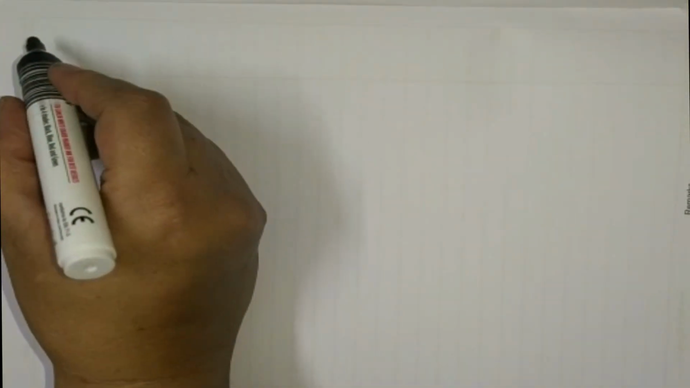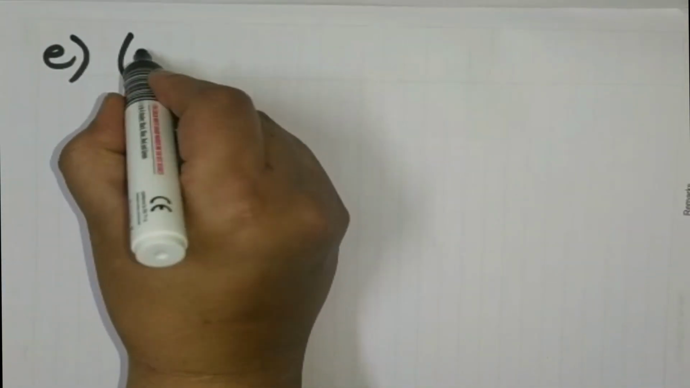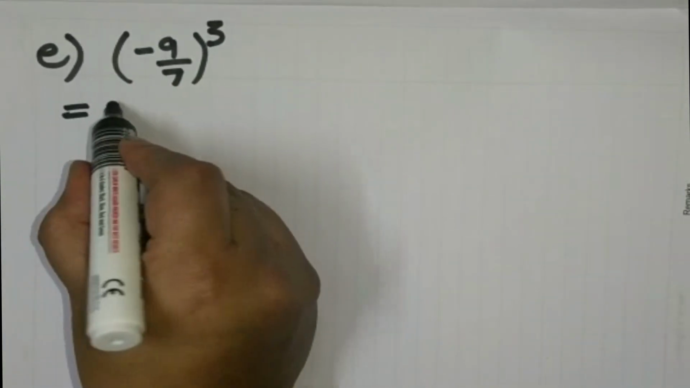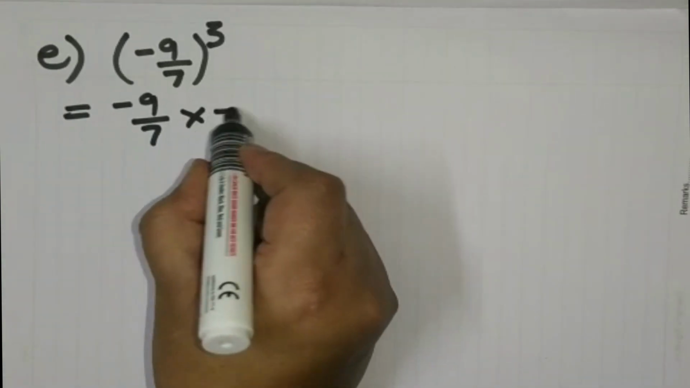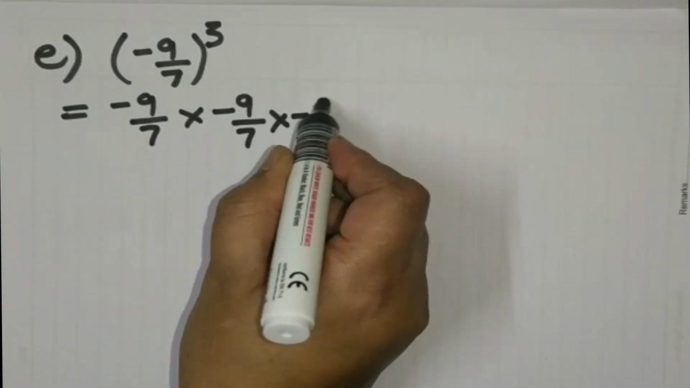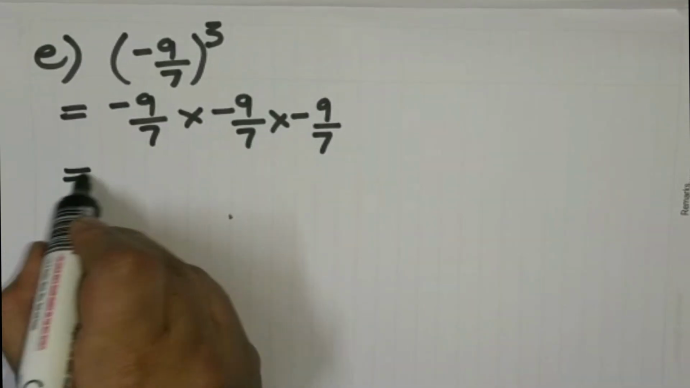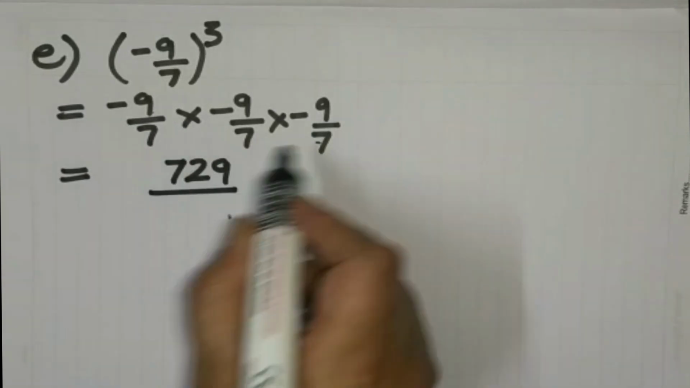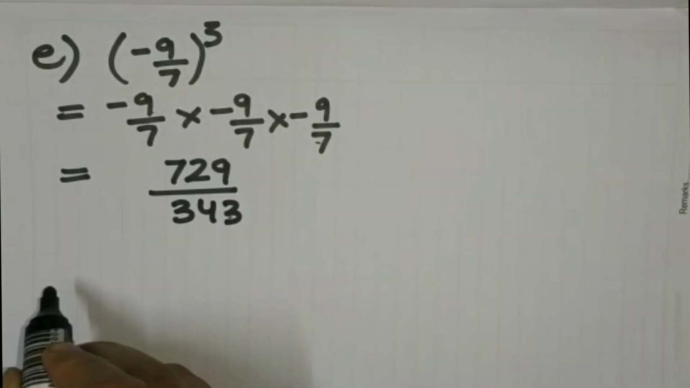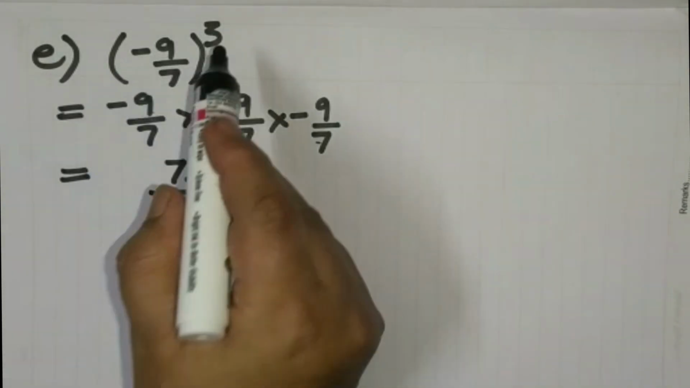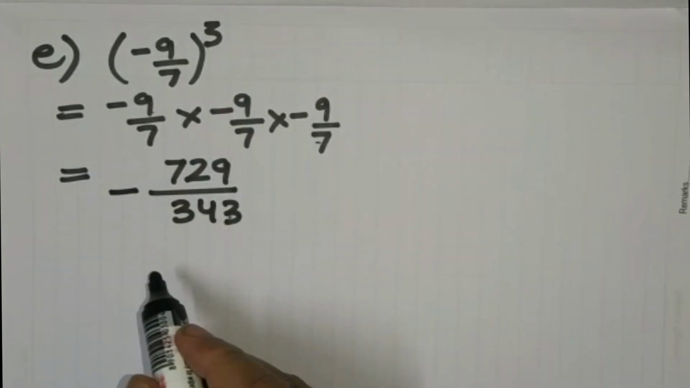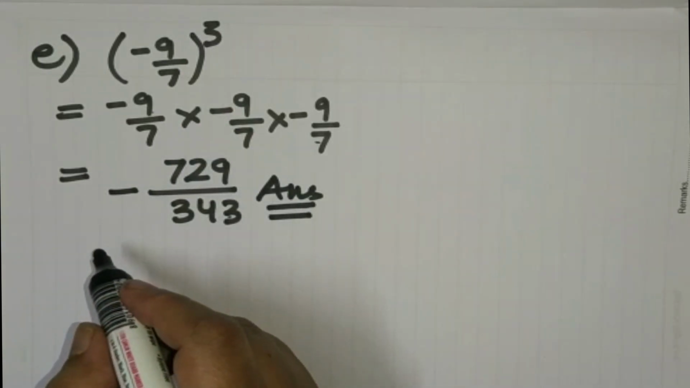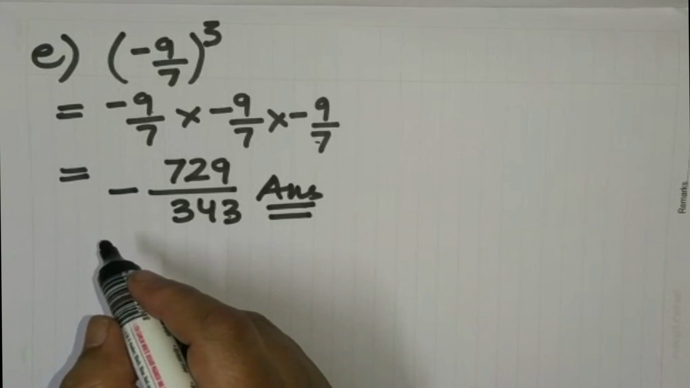One more part I am explaining in question number 4. Minus 9 upon 7 raised to power 3. So minus 9 upon 7 multiplied by minus 9 upon 7 multiplied by minus 9 upon 7. So 9 multiplied 3 times is 729, and 7 three times, and because base is negative and power is odd number, the product will be negative. This is your answer. I am explaining only 3 parts, and remaining parts are same as these 3 parts.